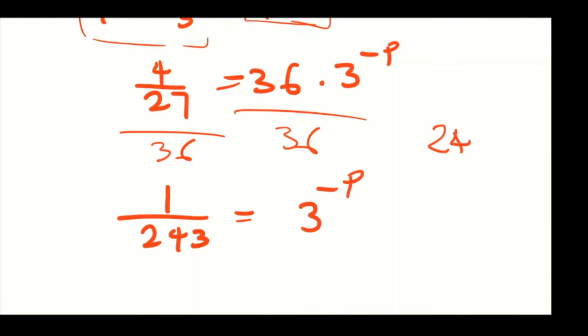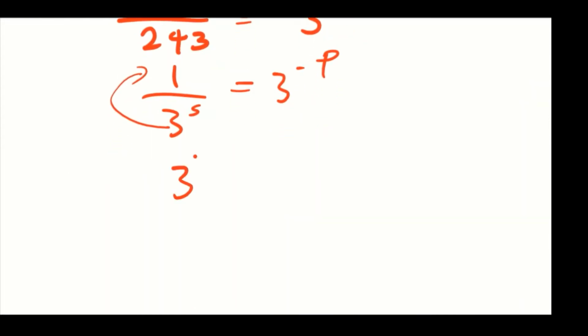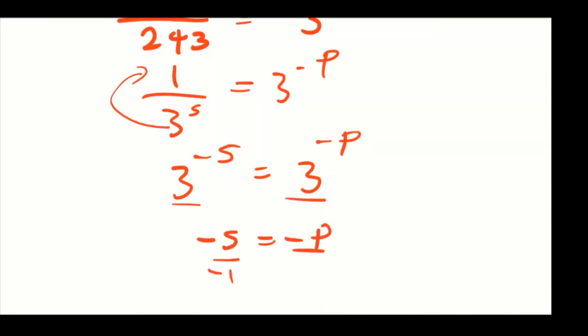So 243 is the same as 3 to the power of 5, right? So we're just going to write that down. It's going to be 1 over 3 to the power of 5 is equal to 3 to the power of minus p. And then you take this up, we will have 3 to the power of minus 5 is equal to 3 to the power of minus p. So if same base, we're just going to drop the exponent. So minus 5 is equal to minus p. Divide by negative 1 both sides, we have p being equal to 5. So our p value is equal to 5.